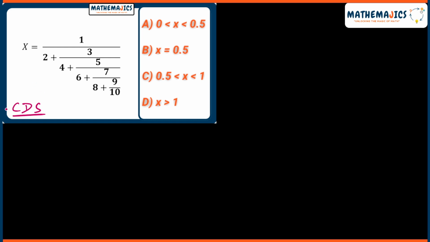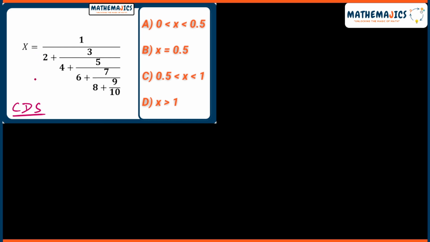So let's see what we are given in this question and what we need to find out. As you can see, we are given a variable called x, and x is a fraction. We need to find the value of x. X is either between 0 and 0.5, or x is equal to 0.5. Like this, we need to choose the correct option out of these four options.